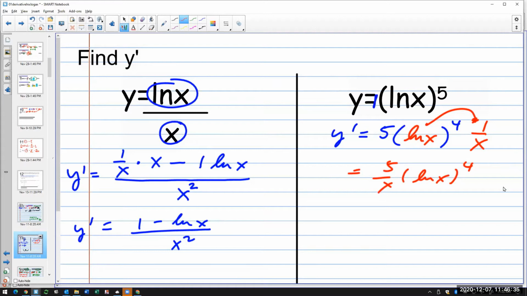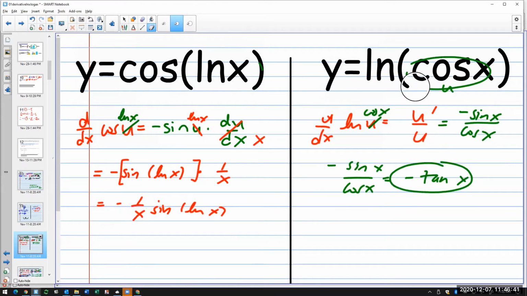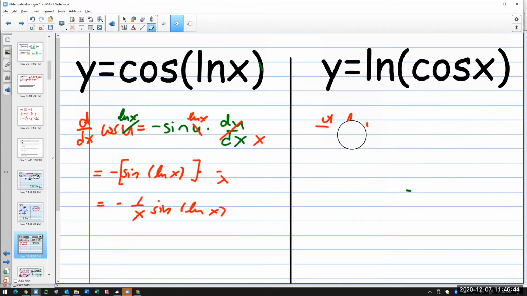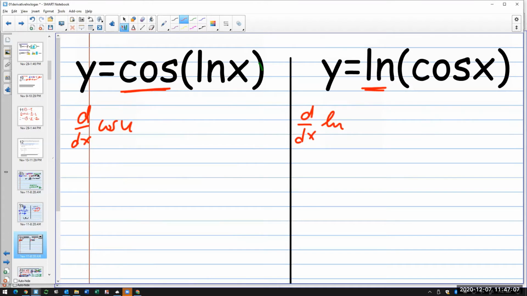Okay, let's do the difference between these two, which is a little bit confusing. But you've got two problems here. One where the ln is first, and the second where the cosine is first. On this first problem, the cosine is the dominating function. On this problem, ln is the dominating function. So on this problem, to take the derivative, you're actually thinking about the derivative of cosine u. On this side, you're actually thinking about the derivative of ln of u. You guys see the difference? Okay, well, let's do it. What's the derivative of cosine u? Negative sine u, don't forget, times what?